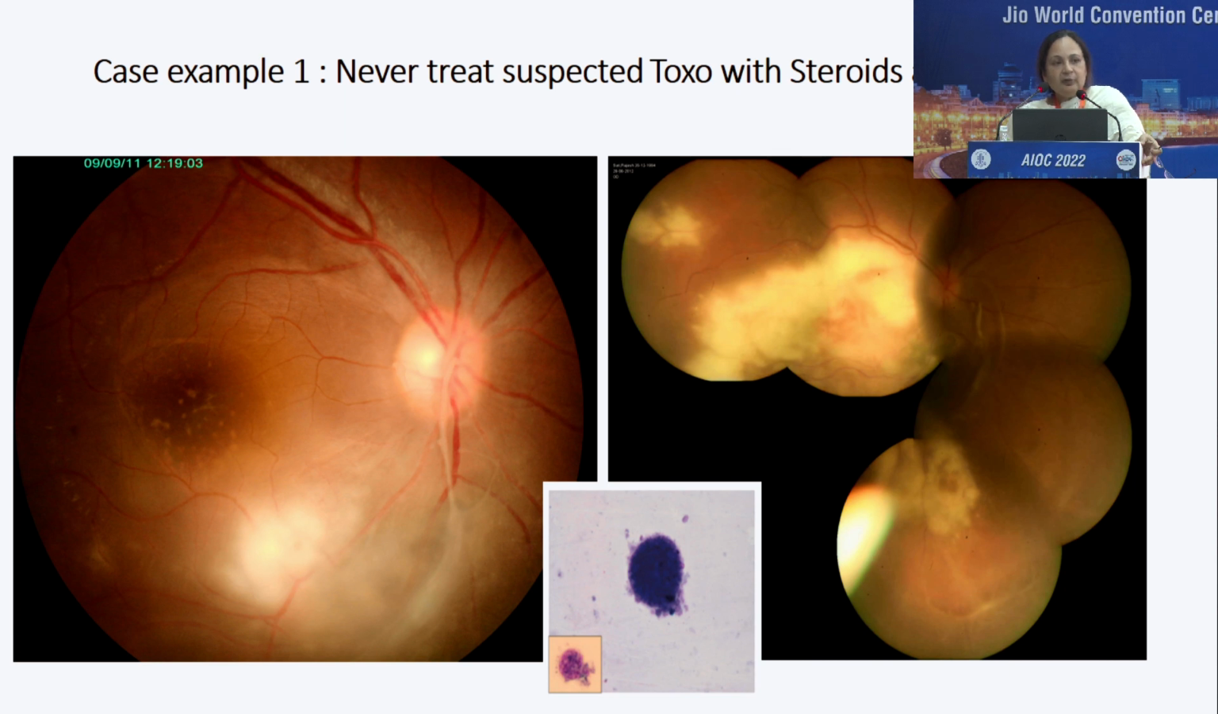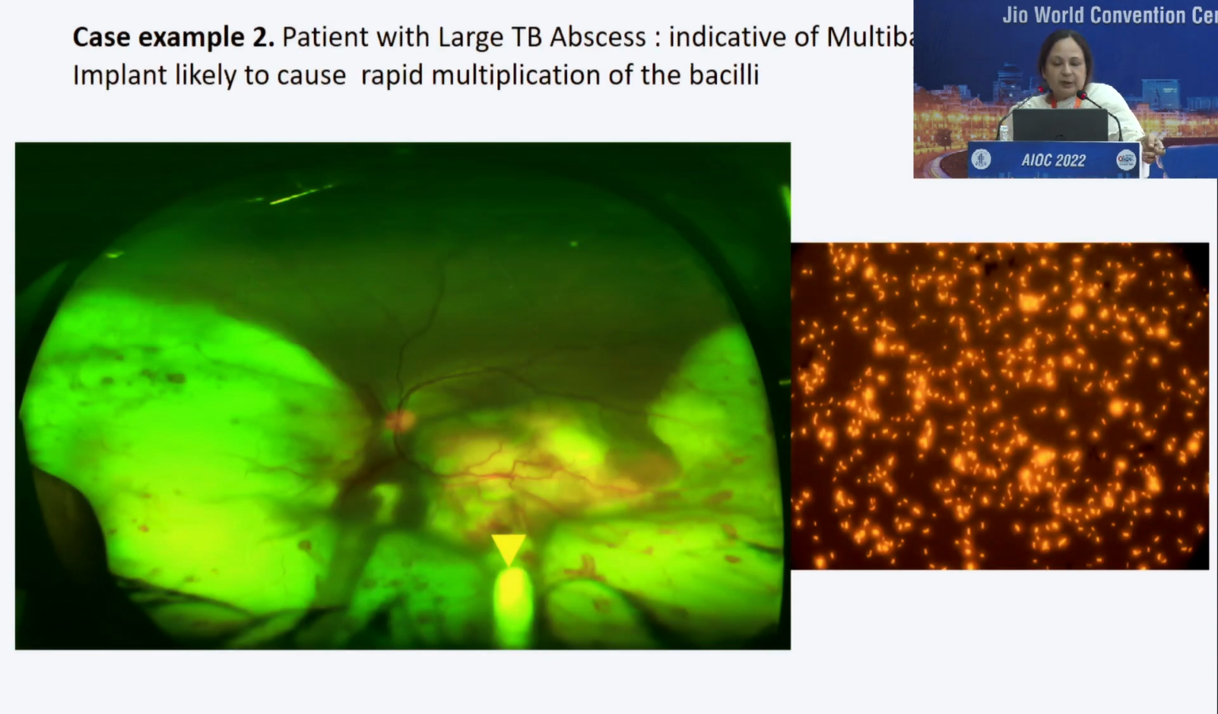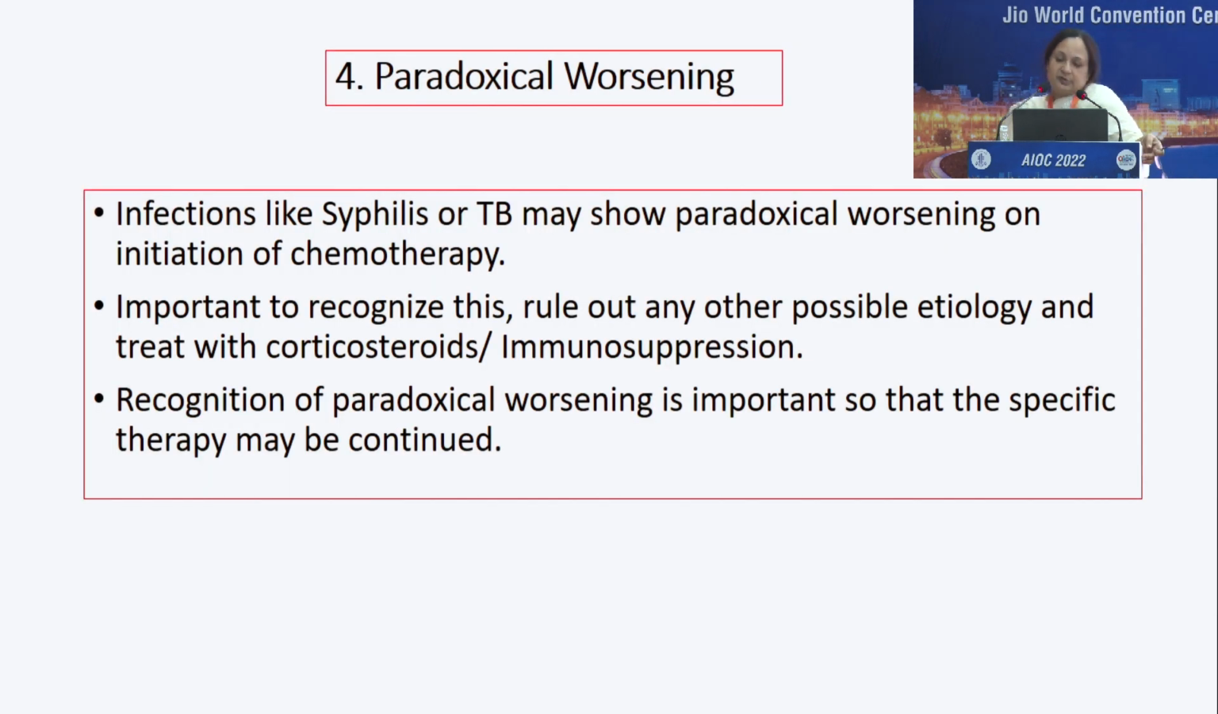And secondly, if you're not sure of the diagnosis, at least don't keep on pushing steroids, because toxo has a tendency to heal naturally. So maybe if the patient was not treated, he might have actually done better. The toxo might have just gone away. But by giving steroids, we made matters much worse. This is another example of a patient. Large TB abscess, multibacillary disease, and you see this was caused by the Ozurdex. The Ozurdex was injected into the eye and that resulted in the rampant spread of this.